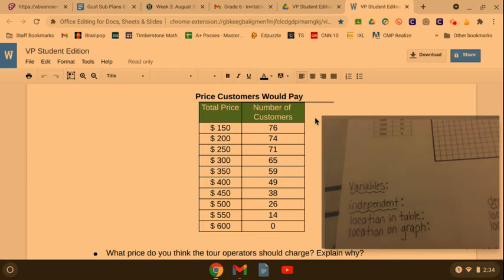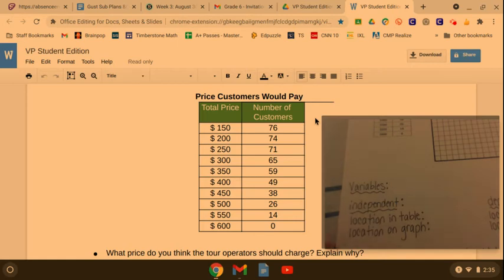So is your independent variable your total price or your number of customers? If it's total price, it's going to be on the left side of the table. If it's number of customers, it's going to be on the right. And then tell me on the graph, does that go on your x-axis or your y-axis?